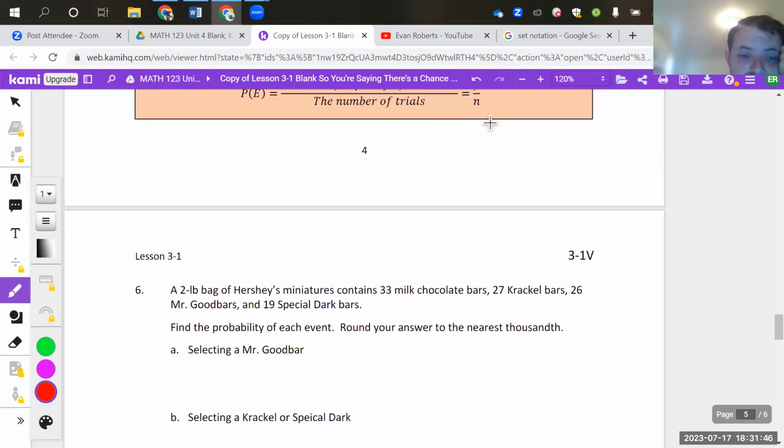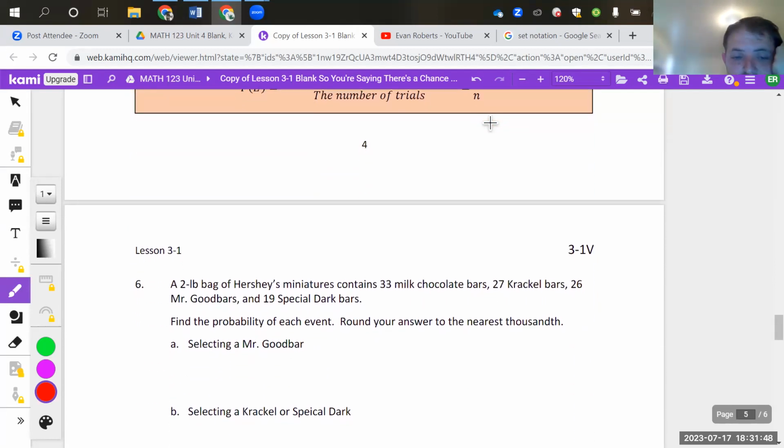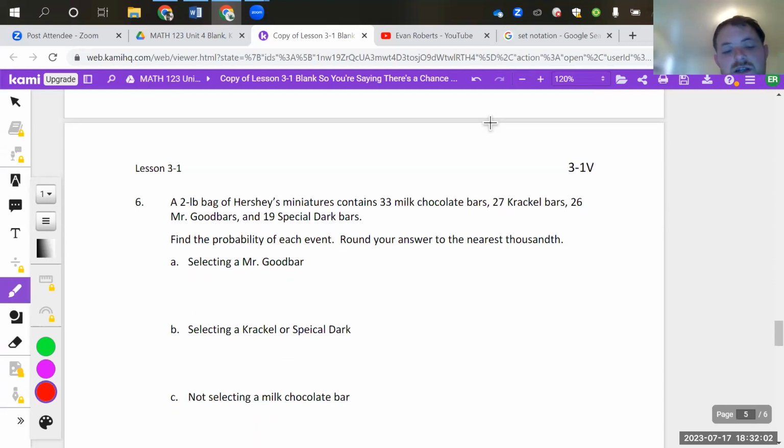So if we've got this 2-pound bag of Hershey's with the 33, 27, 26, and 19 kinds of bars. So essentially, when it says selecting a Mr. Good bar, there's 26 good bars out of the total bag. Okay. So I would need to know what is the total in the bag by adding all those up.